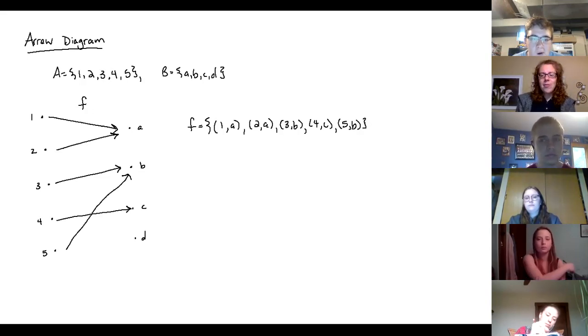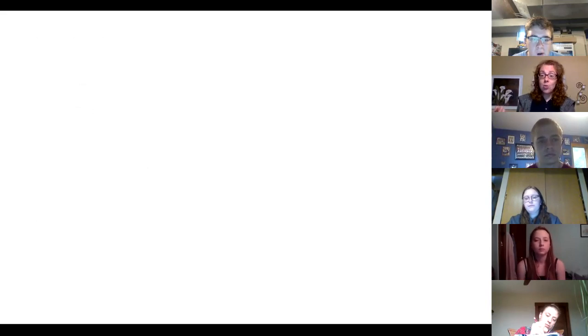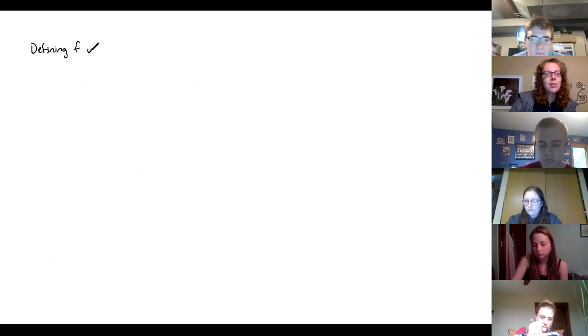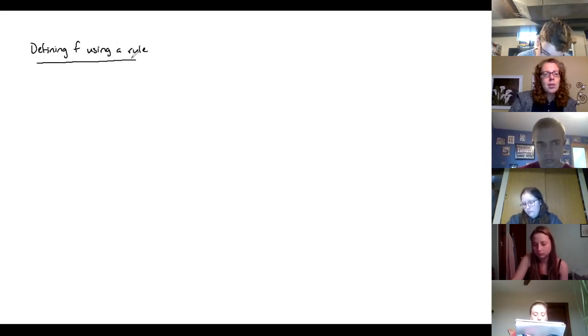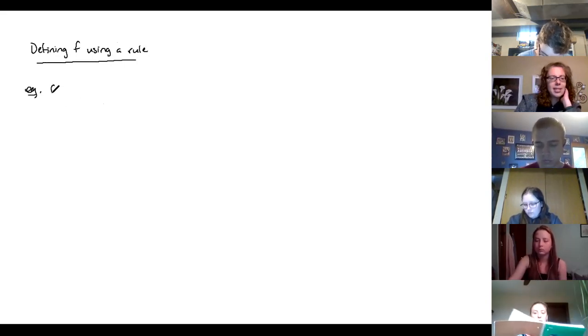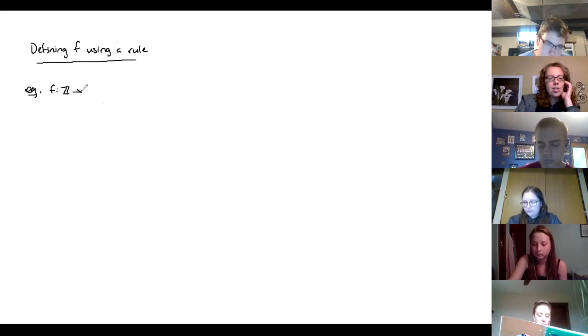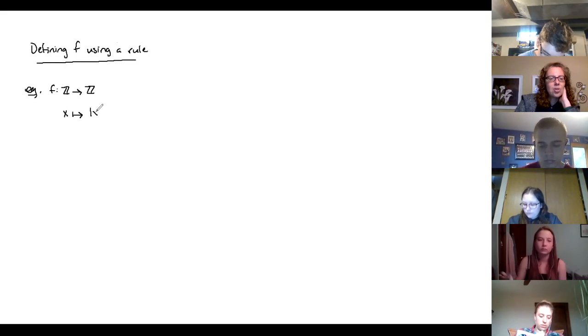Third way is the one that you're more familiar with, and this is the one that gets used way more often. But my third possibility is defining F using a rule. For example, let's say that we had the one that was in your reading assignment. F goes from the integers to the integers, and I am going to take an element X and send it to the absolute value of X.